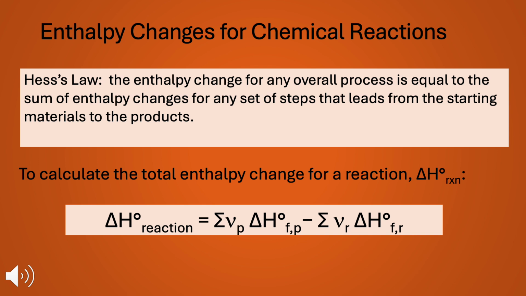One common route uses standard enthalpies of formation, ΔH°f. The formula is ΔH°reaction equals Σ ν_P ΔH°f, products, minus Σ ν_R ΔH°f, reactants. ν are stoichiometric coefficients. Be careful with physical states and coefficients, they matter.